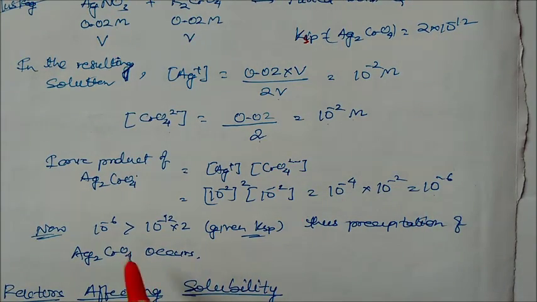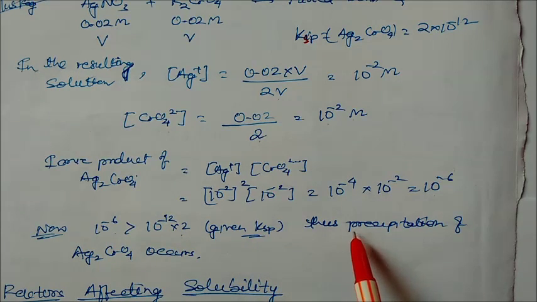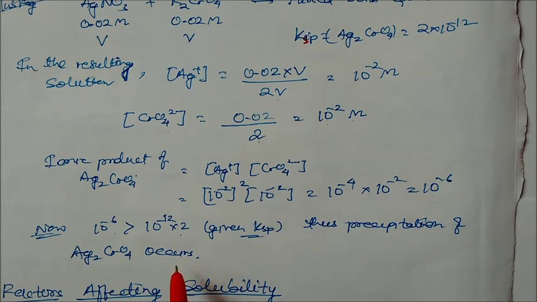So if the ionic product is greater than the solubility product, then what will happen? Precipitation of silver chromate occurs. As I explained, the ionic product should always be lesser than the solubility product for the dissolution of salt. If the ionic product becomes greater, then the precipitation will occur. So these are the main reasons.